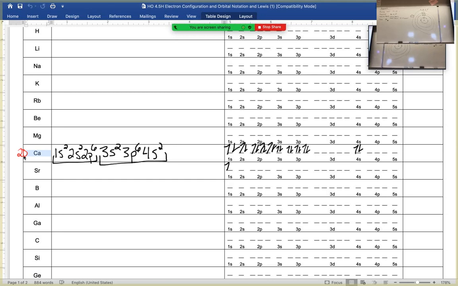How we done? Orbitals, electron configurations. Oh, we only got one thing left. What is it? What's left? Last column. What's last column? Lewis structures. Oh, cool. Should layer in quick.